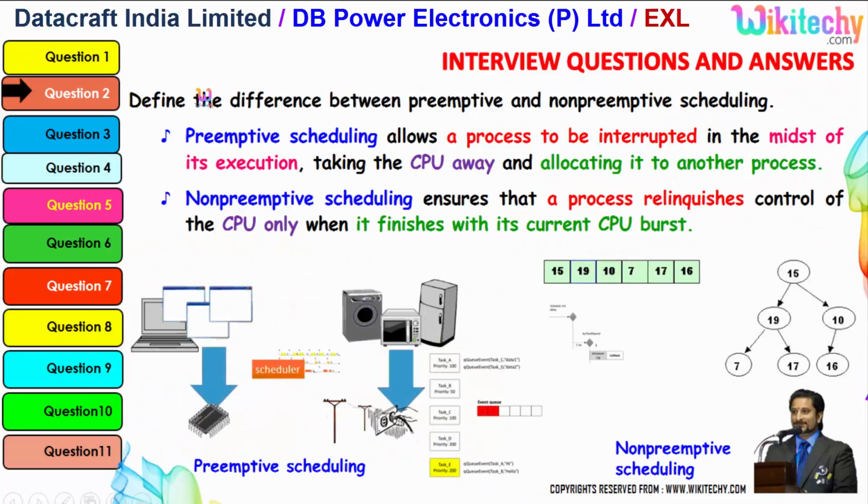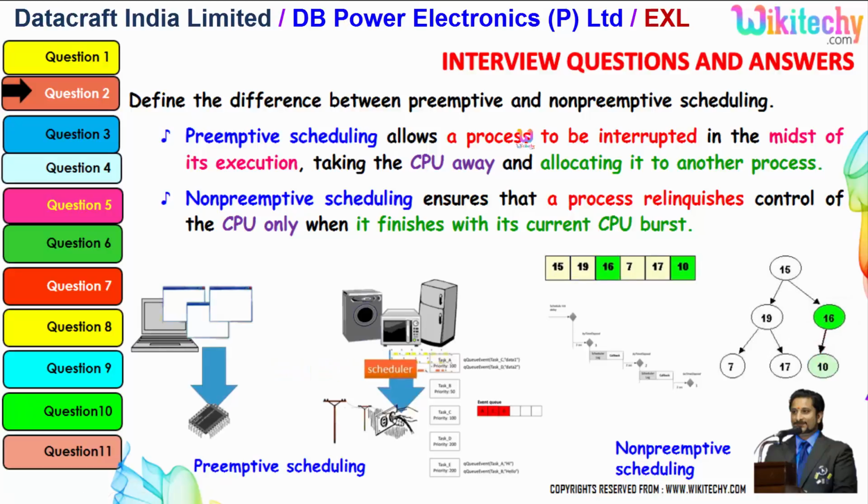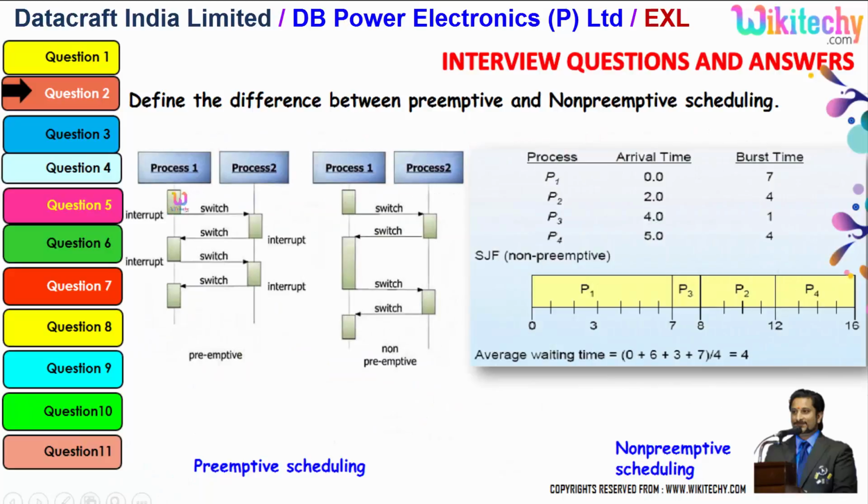Now let's talk about the differences between preemptive and non-preemptive scheduling. A preemptive scheduling is nothing but, you can see this one, I have my process 1 and process 2. Once process 1 is executing, if process 2 comes into the picture, automatically there is an interrupt. Switching over to process 2, execute for some time, and switch back to process 1, execute. Switch back to process 2, execute. This is called preemptive scheduling.